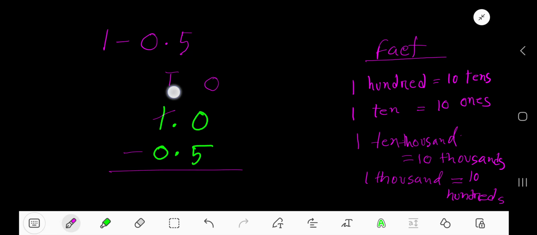If you borrow 1 from the ones, then you will have 0 and 10. 1 one equals 10 tenths. Take away 5 from 10, you will have 5. Bring down this decimal, then 0 minus 0 is 0. That is, 0.5 is your answer.